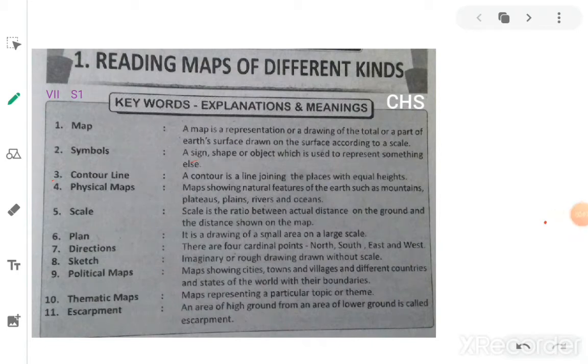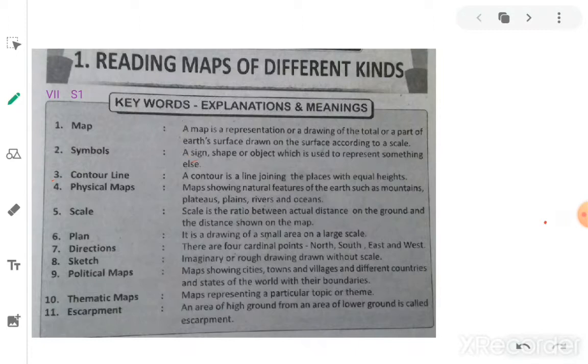Good morning, children. Today we are going to learn a new lesson, that is reading maps of different kinds. Previous year in 6th class, you learnt about the maps and different types of maps like physical maps, political maps, thematic maps. Like these different maps we studied.